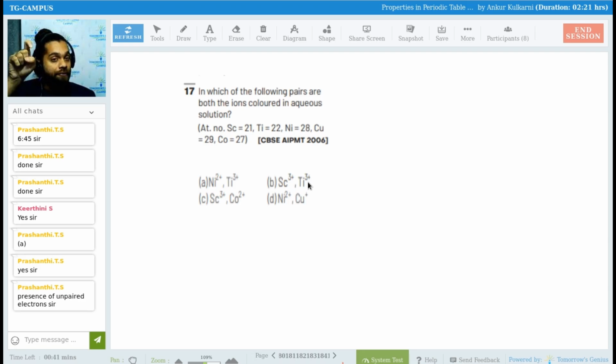So you have to check in which of the options there is a presence of unpaired electron. Come on, check. In which of the options you have unpaired electron. As I told you, it is very important to remember the periodic table. At least 3d and 4d you should remember. Over here they have given you the atomic number. It is 100% possible they may not give you atomic number. I am again telling you.